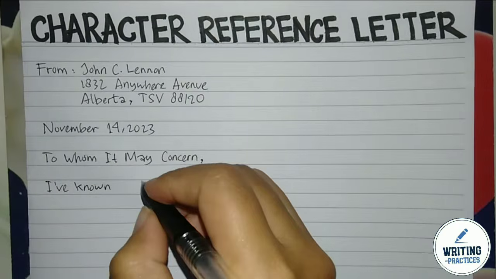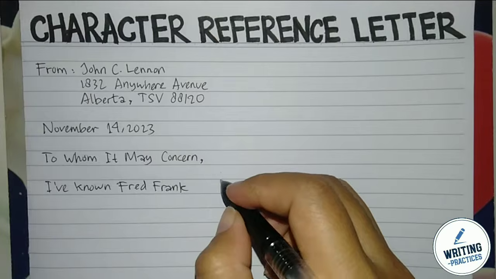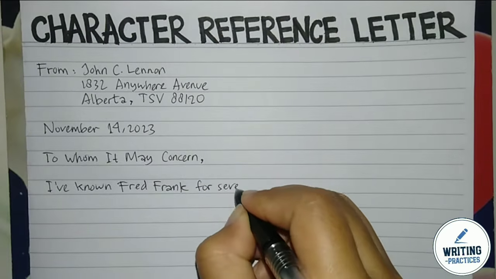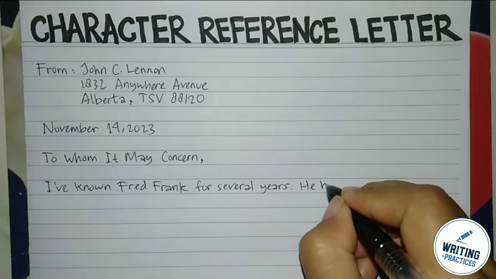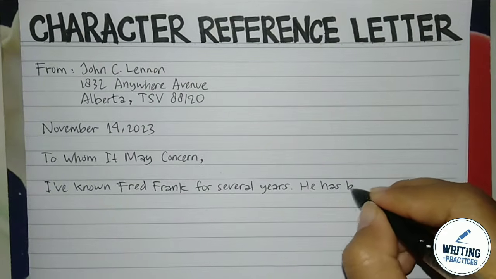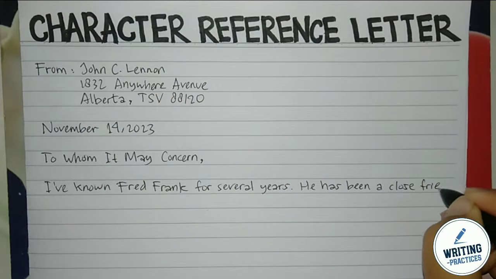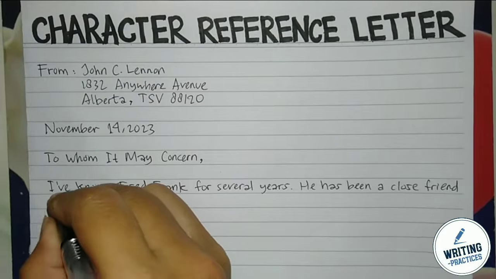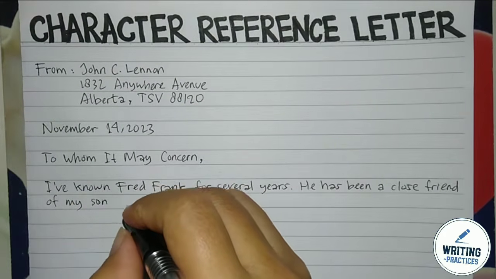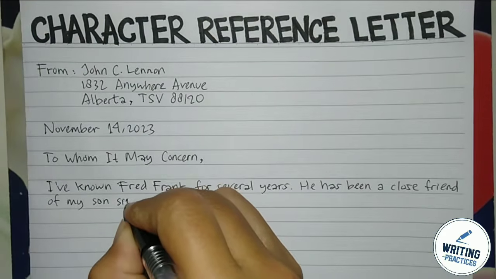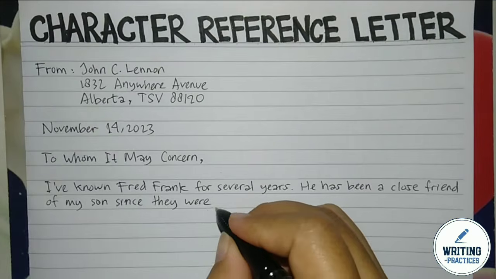In the first paragraph, this is for an introduction. Since you have written your full name above, you don't need to mention it again here. Just directly mention how long you have known the person you want to give a character reference. Here, the writer has known the person for several years. And of course, you must mention the full name of the person you recommend, and tell briefly how you met the person. The person may be your former coworker, family, friend, or even your son's friend like in this example. So, the person here is the writer's son's close friend since they were in elementary school.